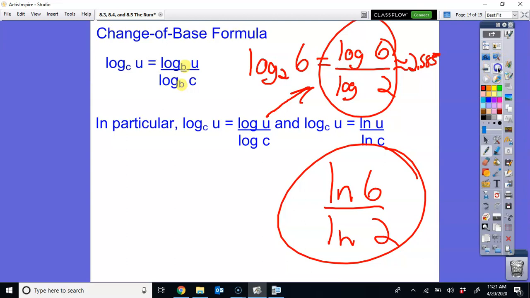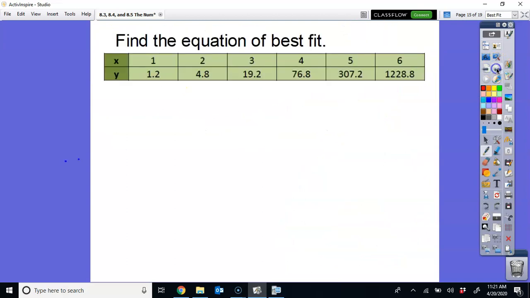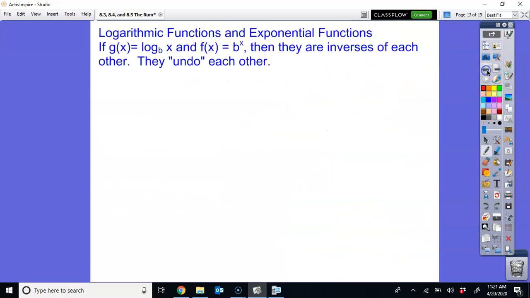All right, so a couple of last things that we're going to talk about with logarithms. Number one, logarithmic functions and exponential functions are inverses of each other. That means they undo each other. So what do I mean by that?